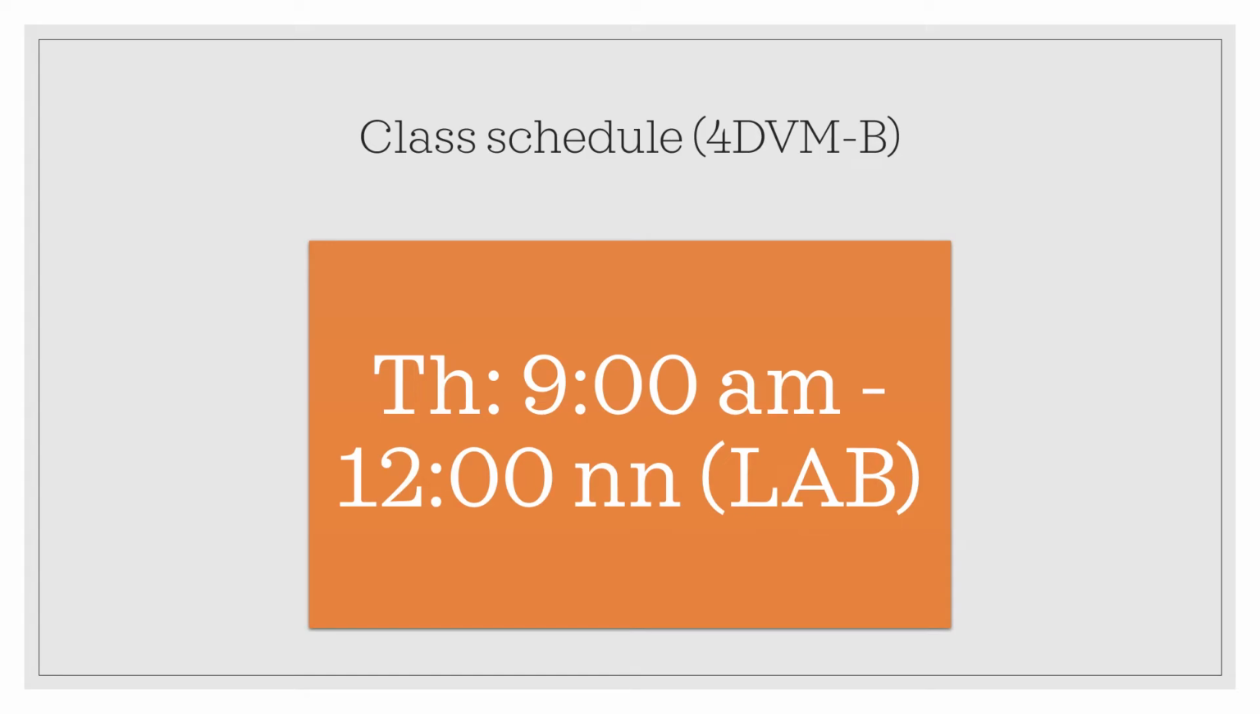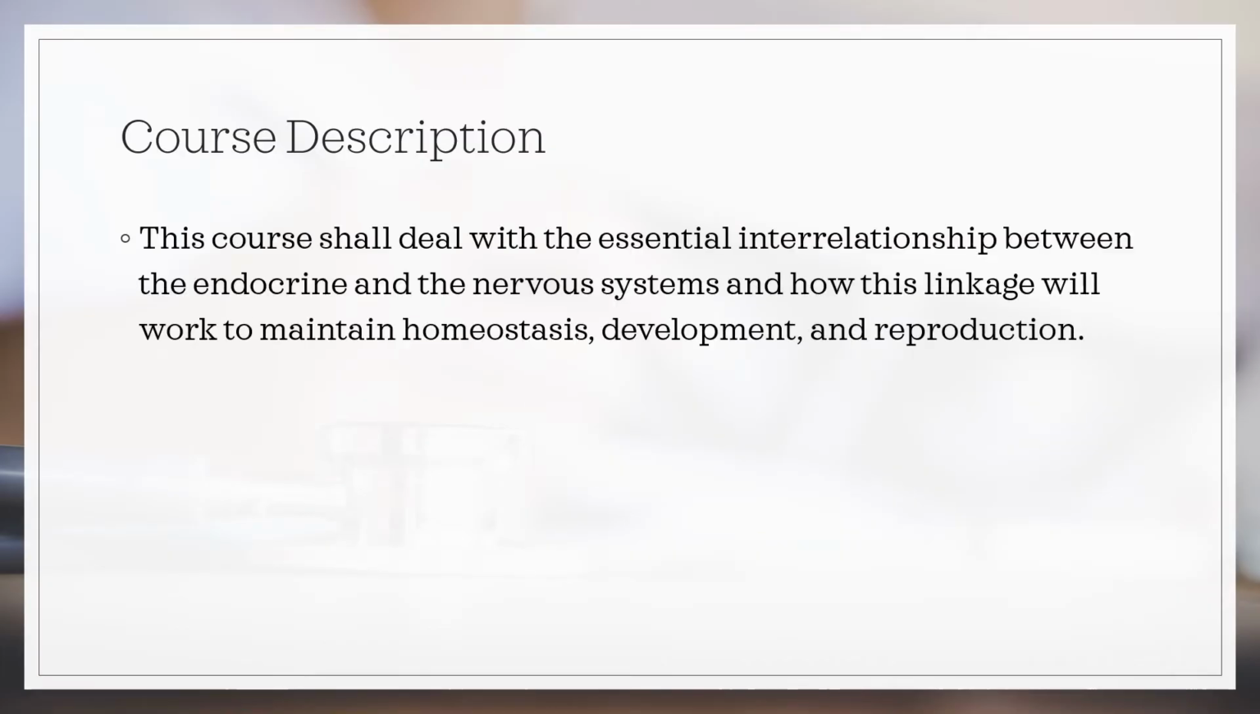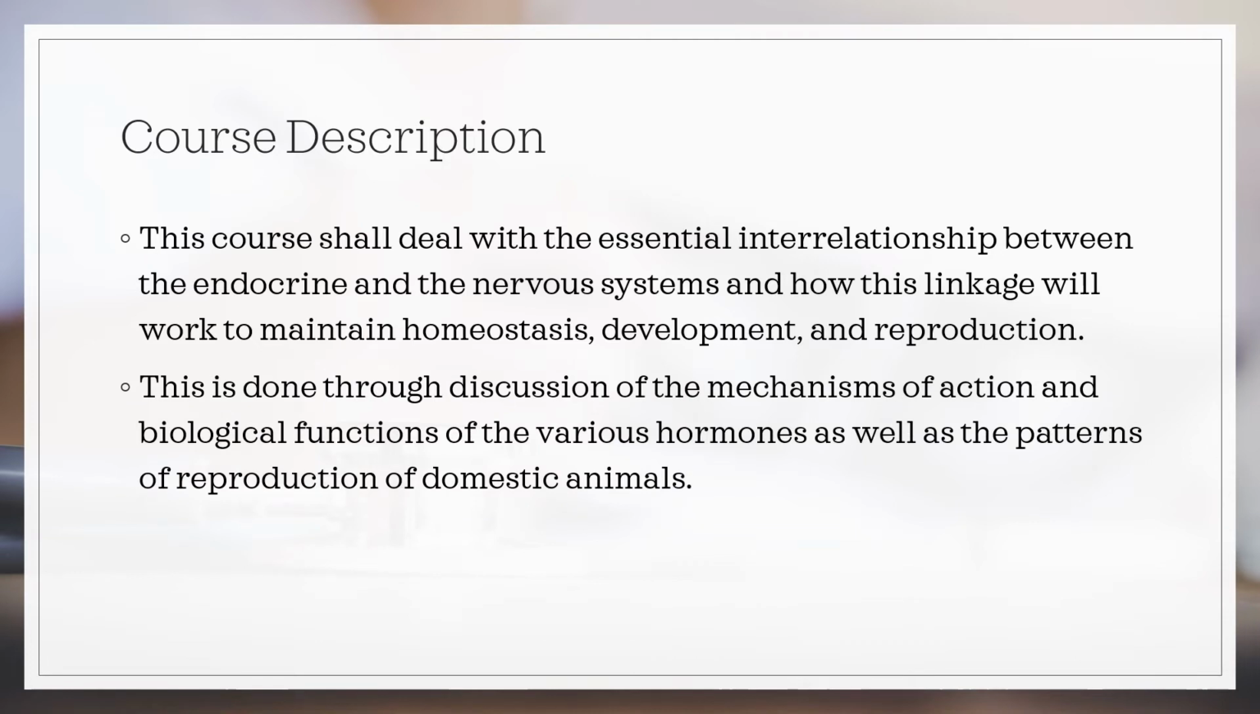So this course shall deal with the essential interrelationship between the endocrine and the nervous systems and how this linkage will work to maintain homeostasis, development, and reproduction. This is done through discussion of the mechanisms of action and biological functions of the various hormones, as well as the patterns of reproduction of domestic animals.